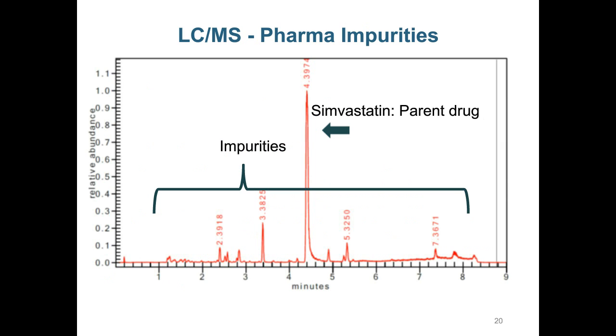This is an example from a pharmaceutical lab. A common thing to be done here is looking at impurities in a drug, and so you can see the parent drug, which is a statin, at a retention time of about 4.4 minutes, and all those other peaks that show up in the chromatogram are some types of impurities. So the idea is we would like to be able to identify these on a unit resolution instrument without having to resort to a high resolution instrument for routine applications.